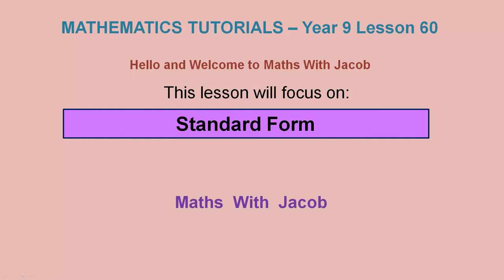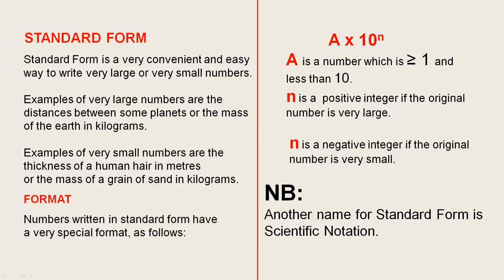This lesson will focus on standard form. Standard form is a very convenient and easy way to write very large or very small numbers. Examples of very large numbers are the distances between some planets or the mass of the Earth in kilograms. Examples of very small numbers are the thickness of a human hair in meters, or the mass of a grain of sand in kilograms.